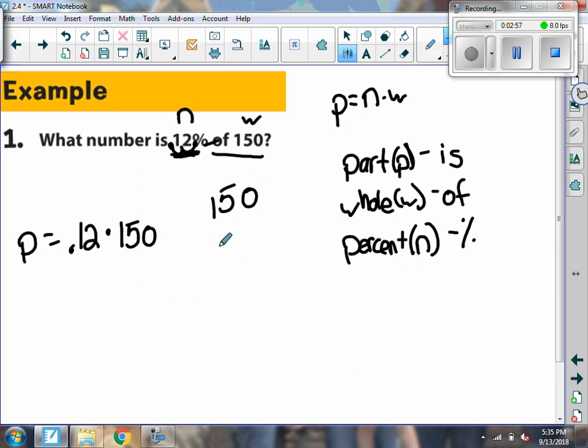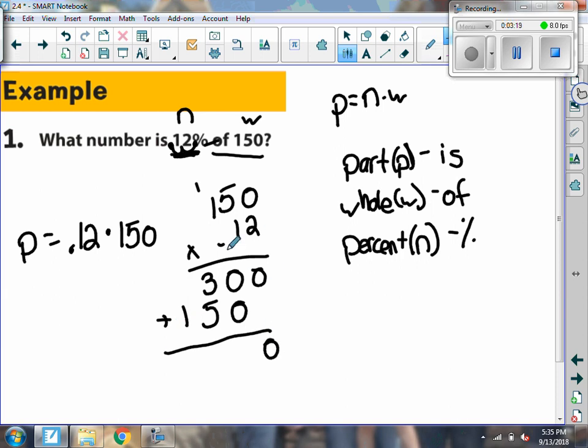So I'm going to work this out. 2 times 0 is 0. 2 times 5 is 10. 2 times 1 is 2. 2 times 1 is 2 plus 1 is 3. 1 times 0 is 0. 1 times 5 is 5. And 1 times 1 is 1. So let's bring down my 0. 0 plus 0 is 0. 5 plus 3 is 8. And then my 1. And I have 2 decimal places. So my part is equal to 18.